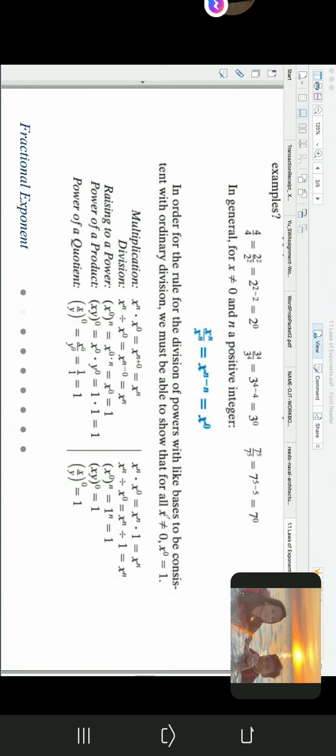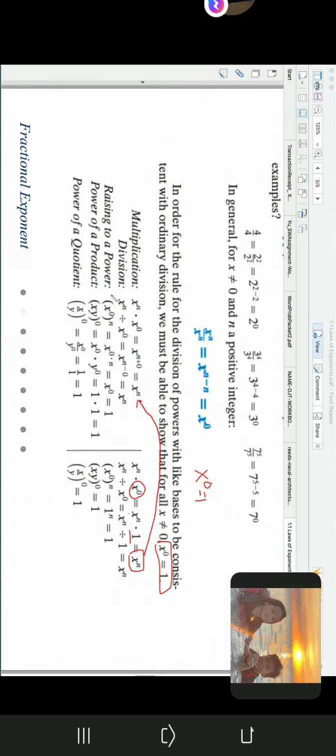When we apply the zero exponent here, the zero exponent is equal to 1. So given that x to the power of n times x to the power of 0 is equal to x to the power of n, then x to the power of 0 is equal to 1. So x to the power of n times 1 is just equal to x to the power of n, which is equal here. Same.